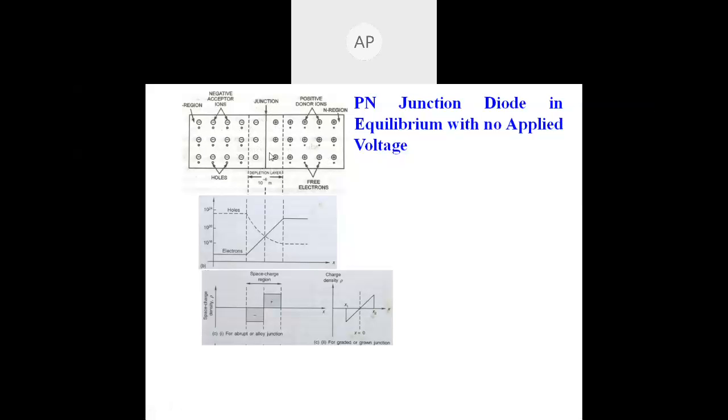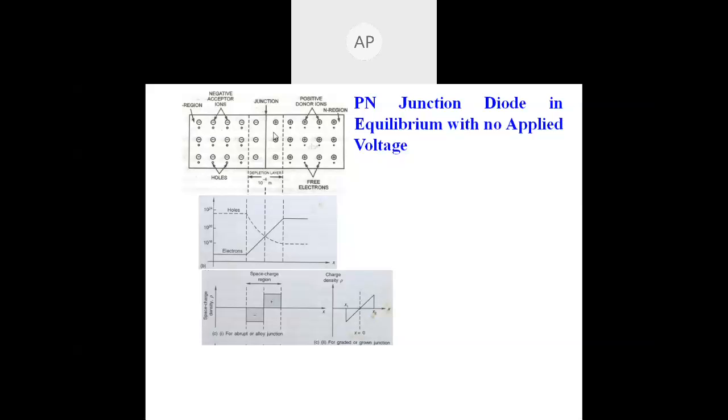Since a barrier potential is developed, it creates a space near the junction, so it is also called the space charge region. So this will have the barrier potential.